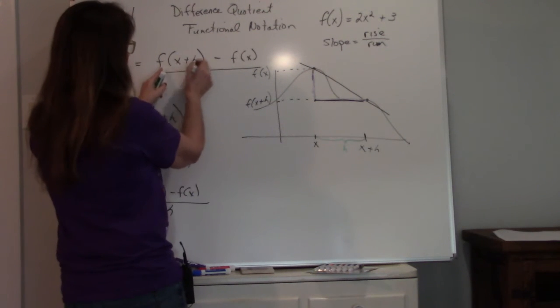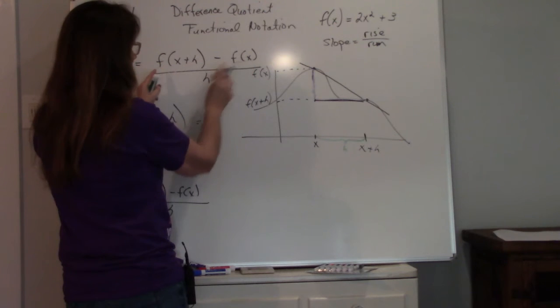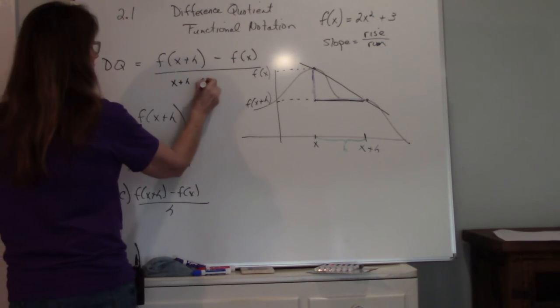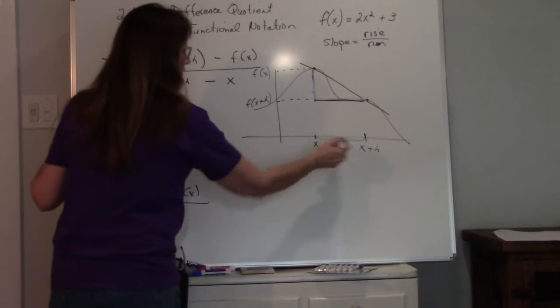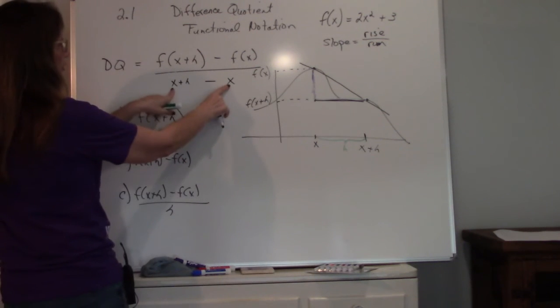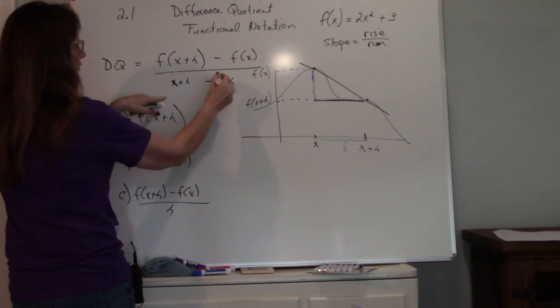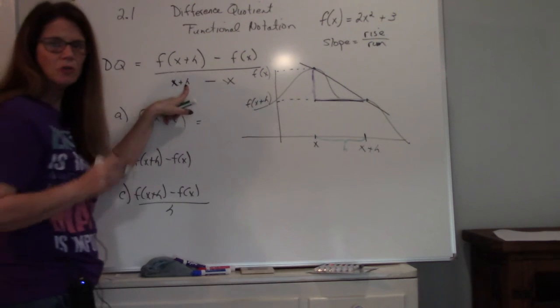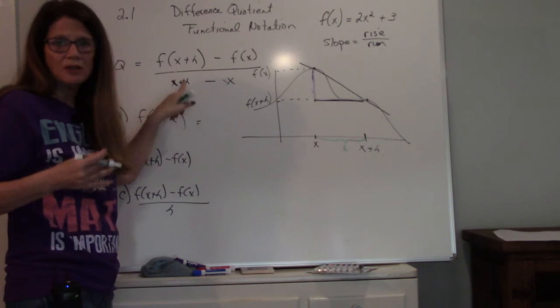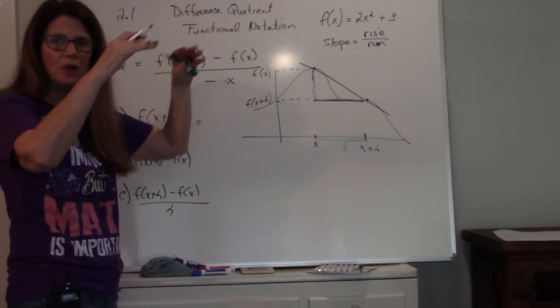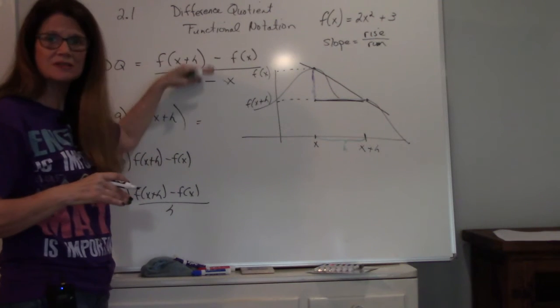Well, if I'm doing f of x plus h minus f of x, watch what happens. I'm going to do x plus h, the difference between the two x values. Well, if you notice, your x values cancel out. That's why all you have left is h on the bottom. Well, you're literally doing slope. Y minus y over x minus x. That's what this difference quotient is.